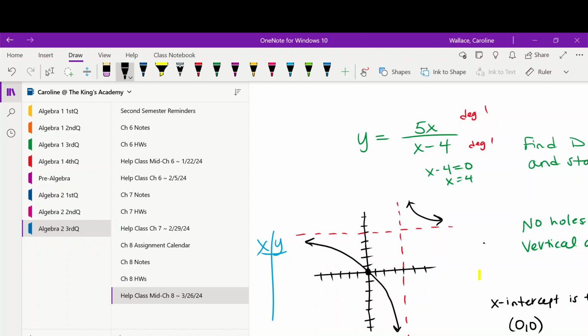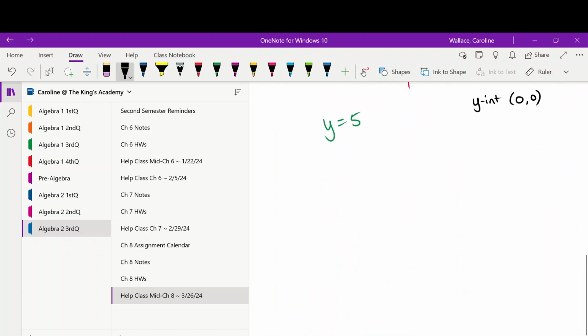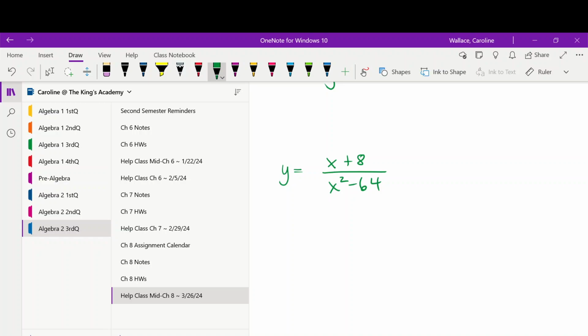Now, the problem Brooke is asking about is what happens and what does it look like when you have a hole. So let's find one like that. Here we go. This one's going to give me a hole. Y equals, go ahead and write this down, x plus 8 over x squared minus 64. Directions will say, make a graph, find the points of discontinuity, find all the things. The directions are like a paragraph, right? It's a lot.